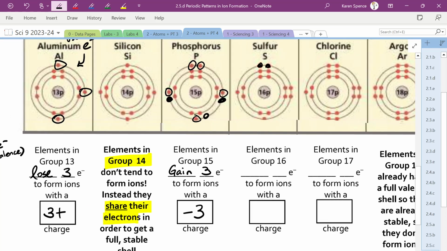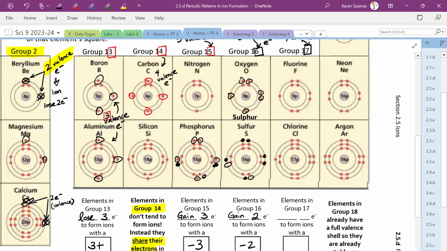Sulfur, 1, 2, 3, 4, 5, 6 valence electrons. It needs to gain 2 to fill up those spaces. 1, 2. So it needs to gain 2 electrons, -2 charge. So we have more patterns here. Group 15 is always going to form 3 minus. Group 16 is always going to form 2 minus.